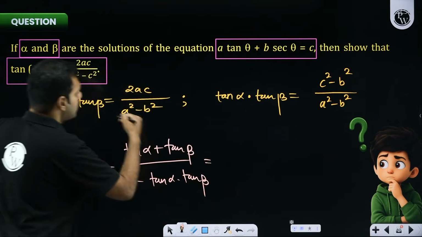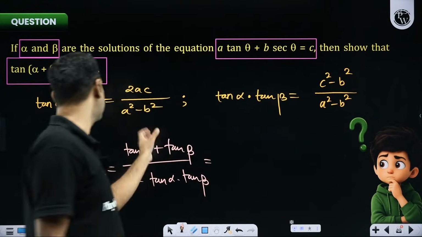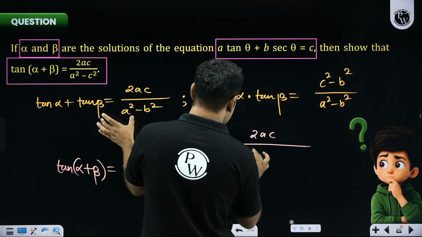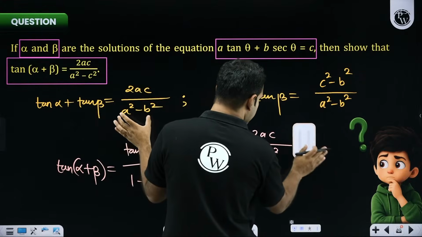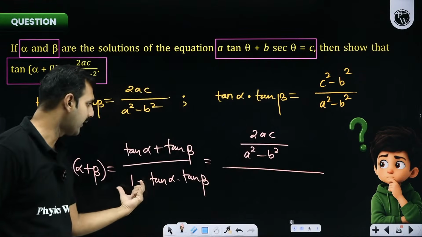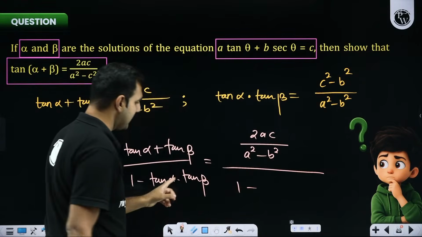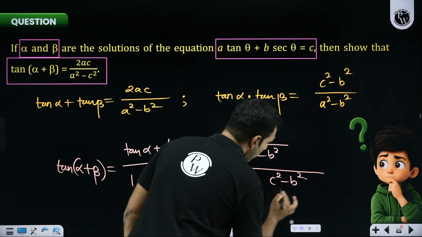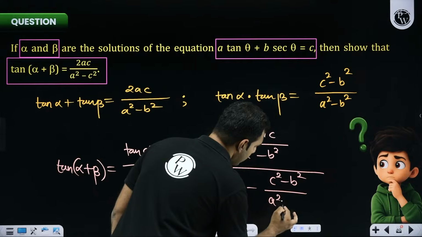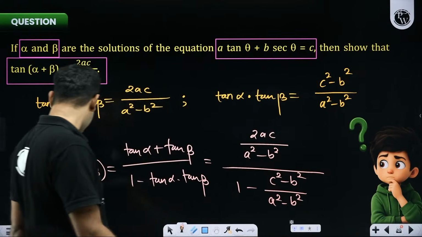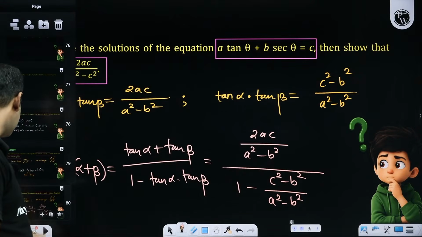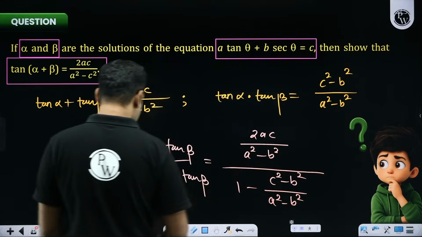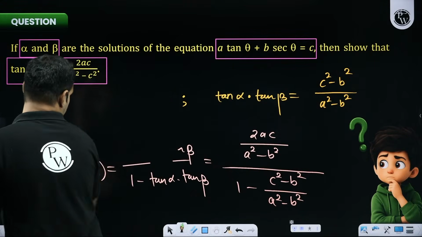So if I just substitute these values, what is tan alpha plus tan beta? This, which is 2ac whole divided by a square minus b square. Correct me if I'm wrong. This divided by 1 minus tan alpha tan beta. What is tan alpha tan beta? That is c square minus b square divided by a square minus b square. So it's simply now a matter of rearranging this data. Once I rearrange the data, my question will be totally solved, absolutely solved. Yes or no?